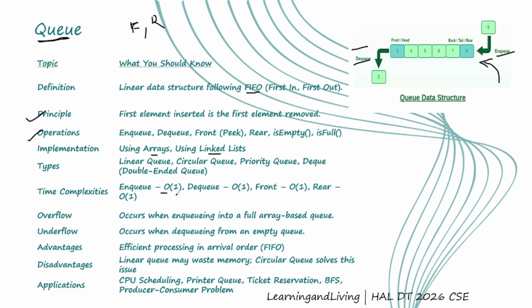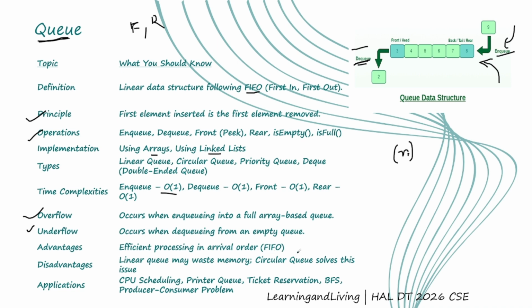And coming to time complexity, enqueue is order of 1 because insertion happens at the rear side, and dequeue is also order of 1 because deletion always takes place from the front side. And these are the time complexities. When we are implementing using an array, we have a fixed size. So when the array is full with elements and we try to enqueue, then an overflow condition occurs. And when the elements are not present and we try to dequeue, then the underflow condition occurs, similar to the stack.